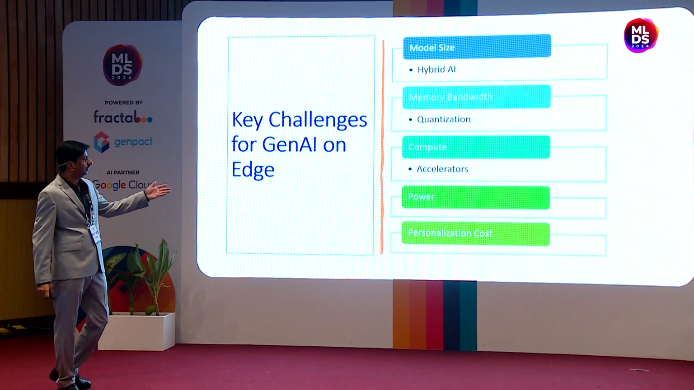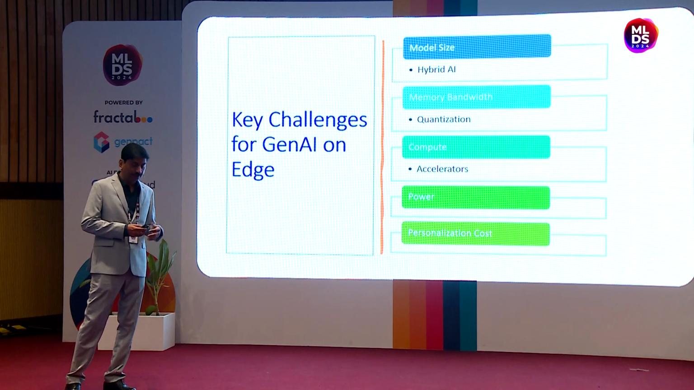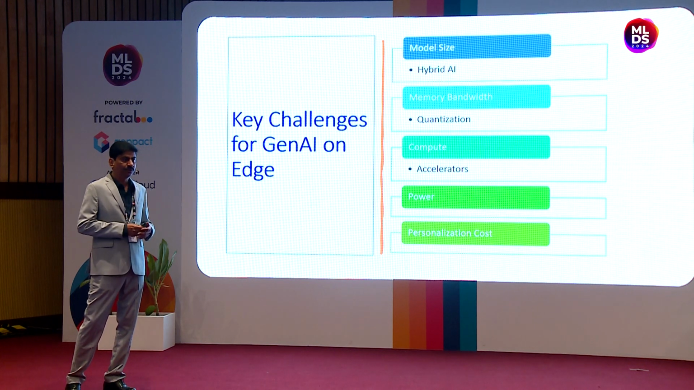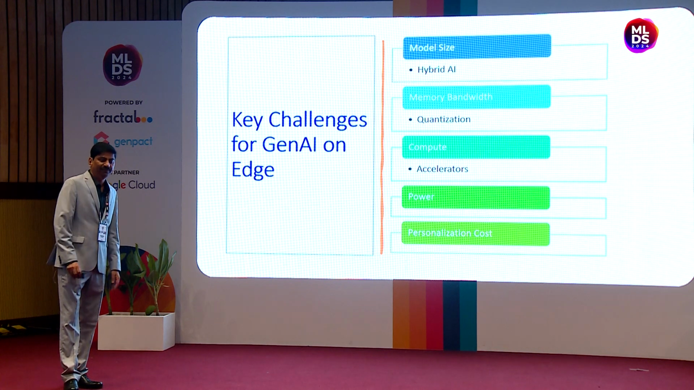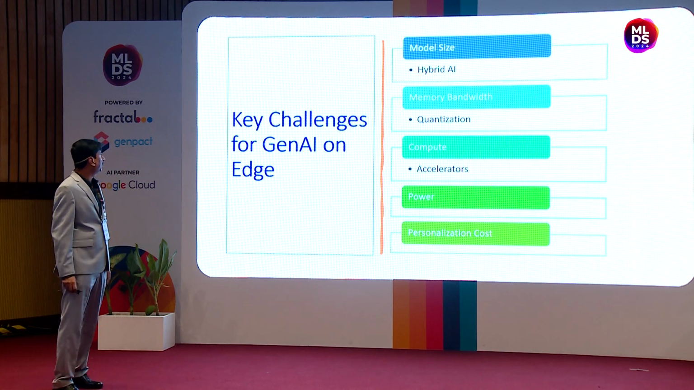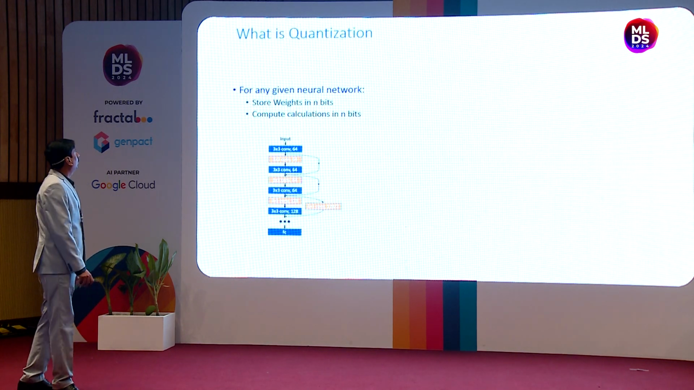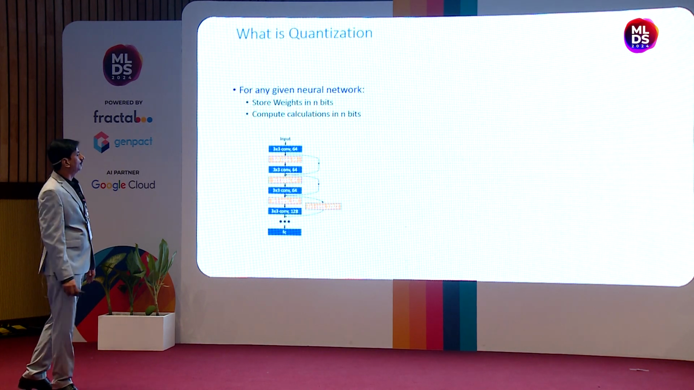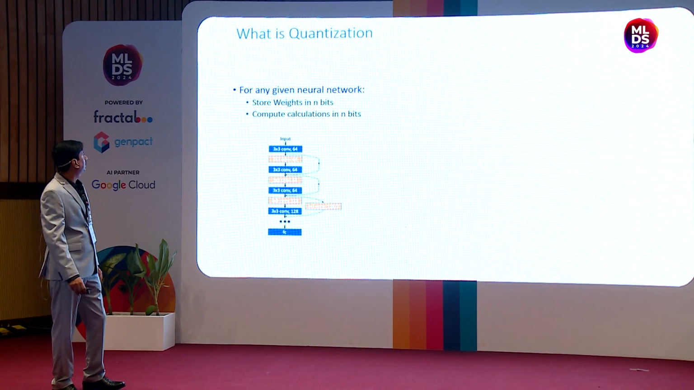And then personalization, we talked about some of the examples of personalization. To understand that knowledge, it needs to run some compute. So how do you run those efficiently? These are the main key challenges currently when we want to bring GenAI to the edge. So let's talk about one of the solutions which will help make things a lot better. That is called quantization.